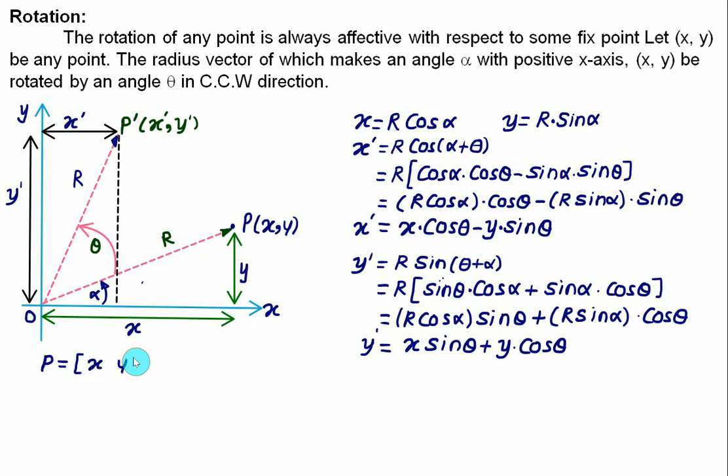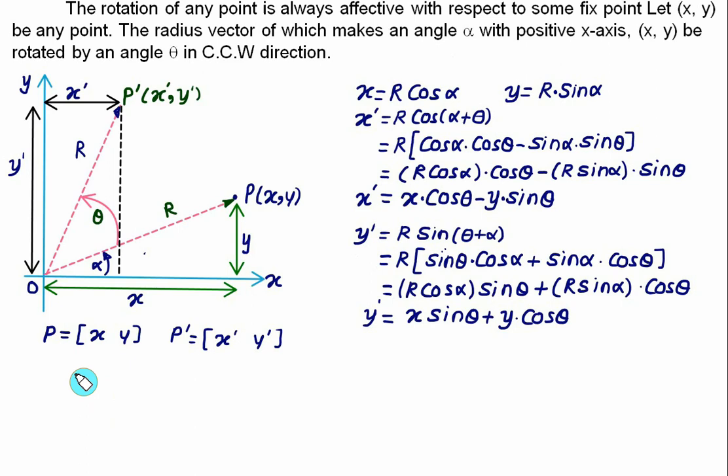So we have x and y. P prime is equal to x prime and the y coordinate is y prime. So in general we can write here the new point coordinate, the P prime matrix, is equal to P multiplied by R, where R is called the rotation matrix. We have P prime as x prime, y prime, and the coordinate of point P is x, y.